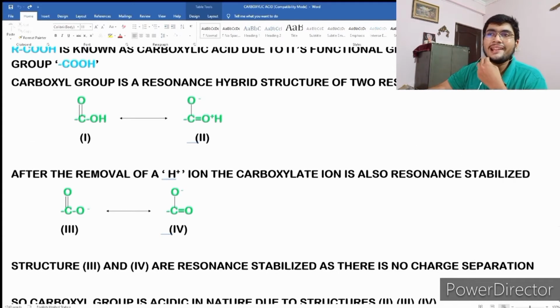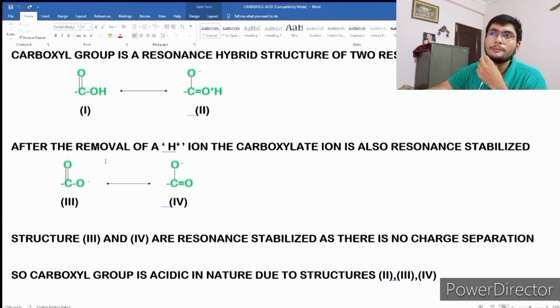Now you see that this conjugate base is quite stable as compared to this. That means before the removal of H plus, the structure is unstable as compared to after the removal of H plus. What I am trying to say is that the conjugate base is quite stable as compared to this compound, because first of all it is an equivalent resonance, it has two resonating structures of equal stability. Also there is no charge separation. You see here it is charge separation.